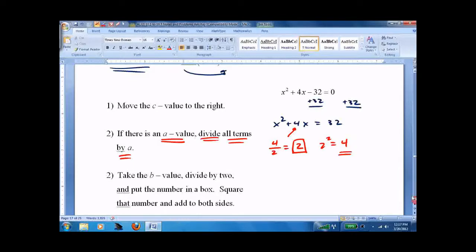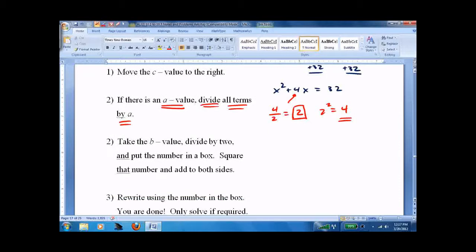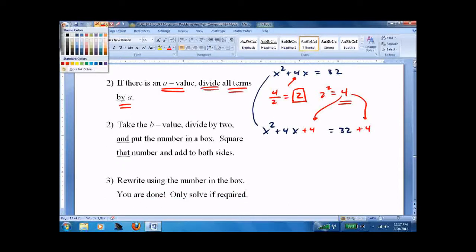We're right back where we started, but that won't usually happen. Add it to both sides. So we take this equation, rewrite it, and we take the 4 that we just calculated and we add it to both sides. Now, the reason we took this number in the box is we rewrite x plus, I should just say x, squared. So we're going to rewrite this.